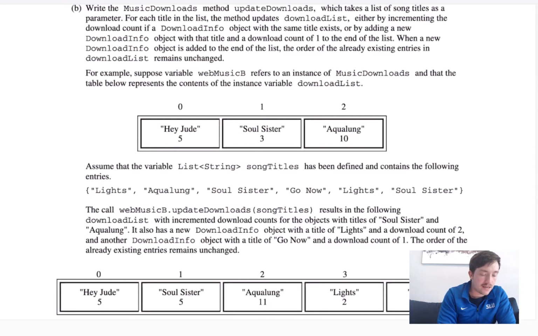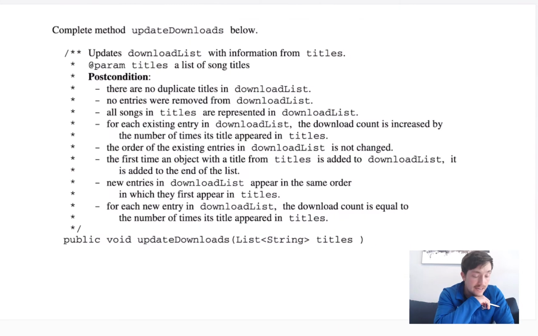So here's where they're again asking you to write 1B. It says complete the updateDownloads method below, and here they kind of restate what's already been given to you. It says that when you write this, there should be no duplicate titles in the download list. No entries are going to be removed from the download list. All songs and titles are represented in this downloads list. For each existing entry, it's increased the number of times that it appears. And you can take a second and read the rest of those.